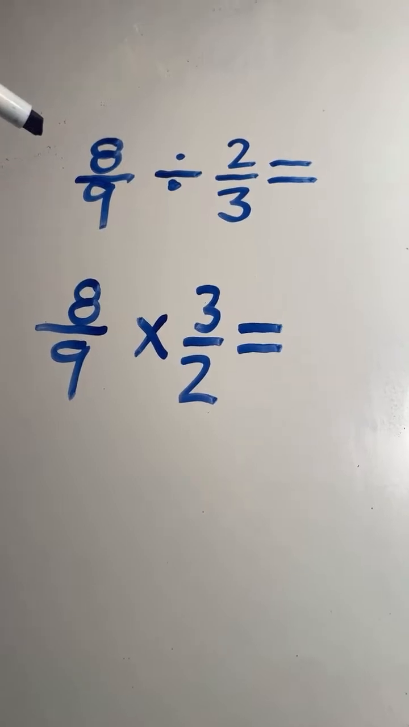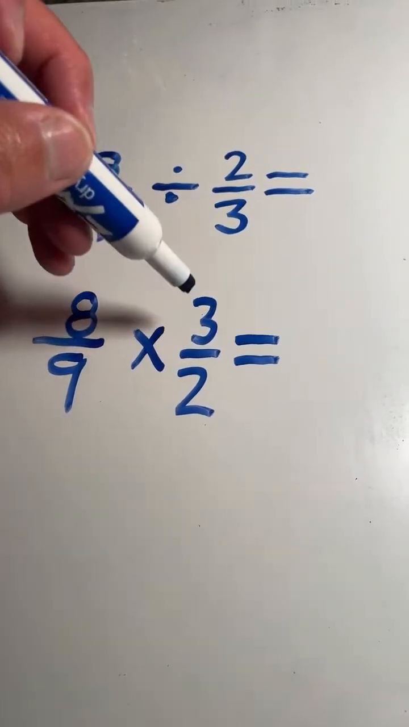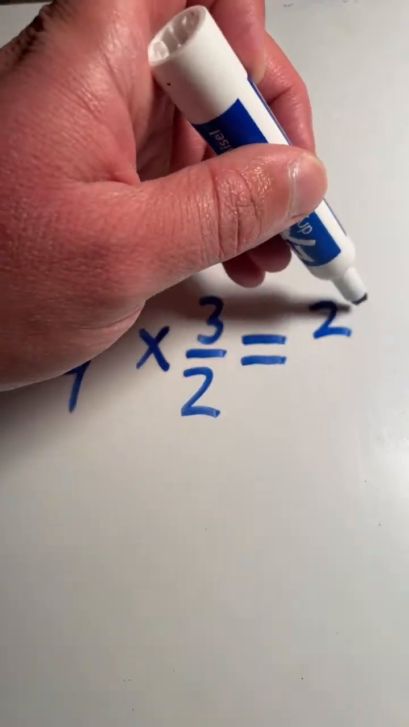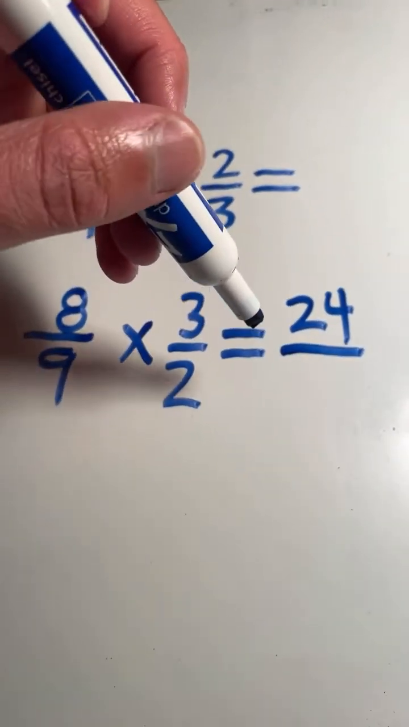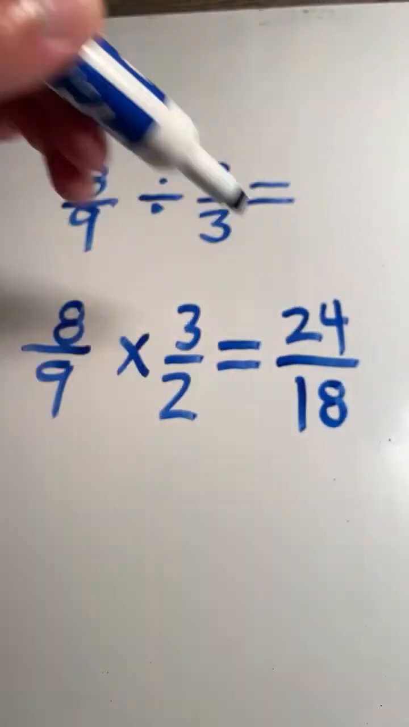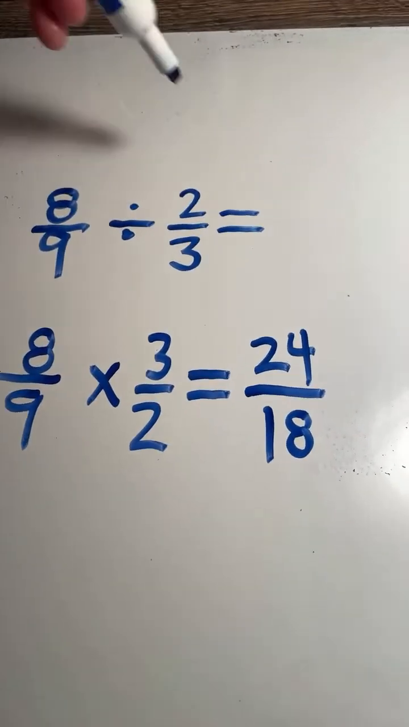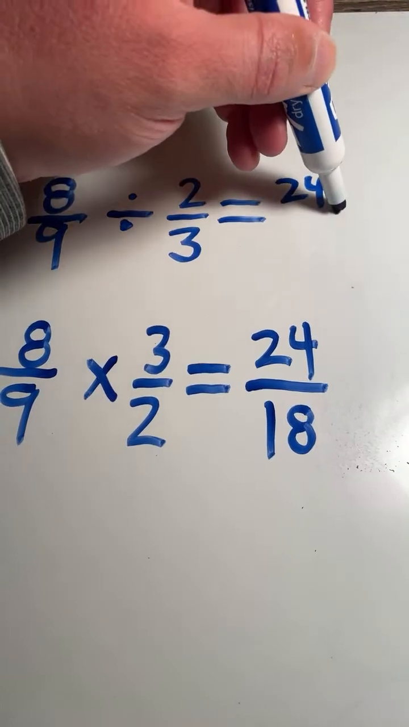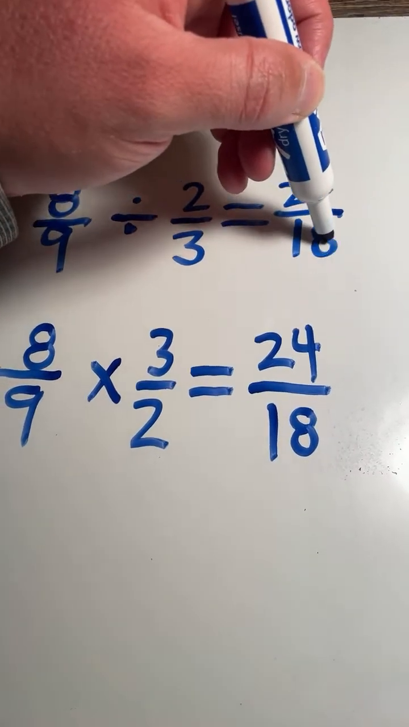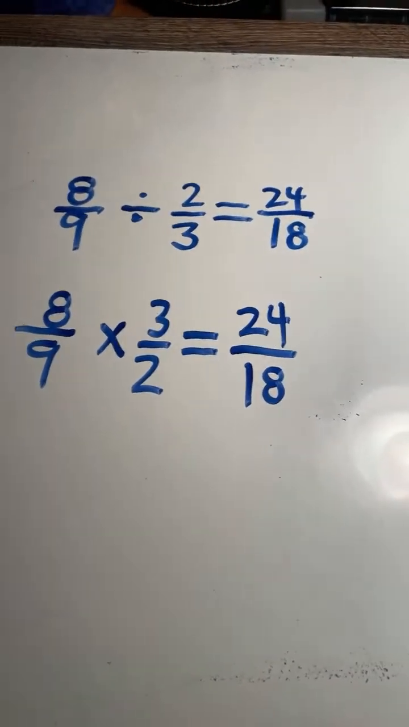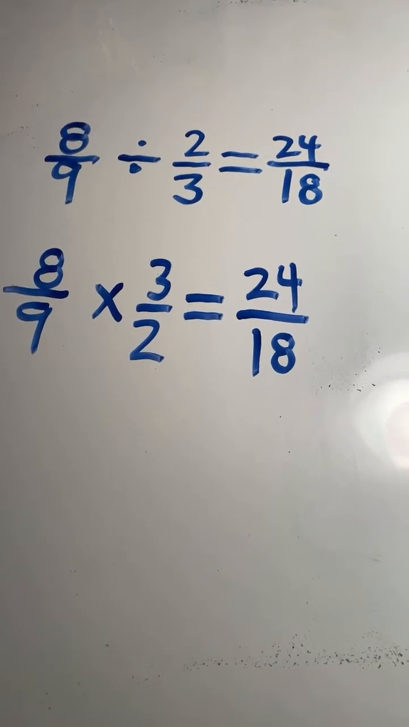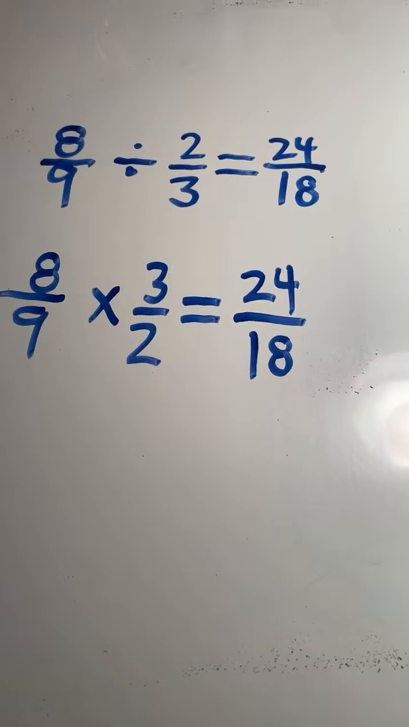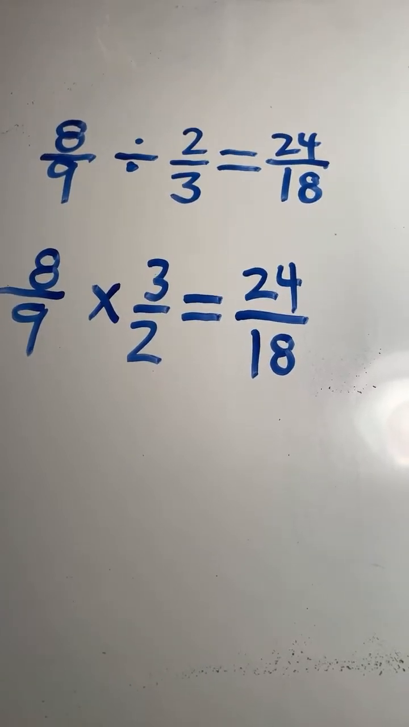Now from here, we multiply. 8 times 3 equals 24. 9 times 2 equals 18. So our answer is 24/18. But that's not our final answer because that can be reduced to lowest terms. Usually I keep the reducing to lowest terms videos separate, but for this live stream I'm not. I'm actually going to reduce this fraction to lowest terms.